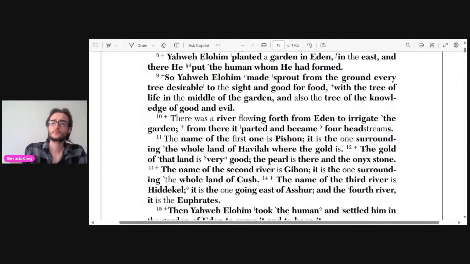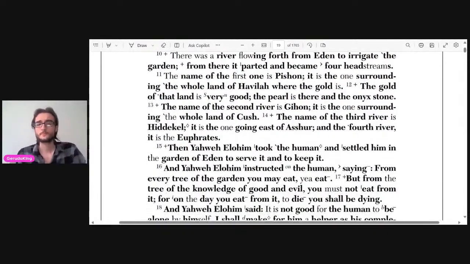There was a river flowing forth from Eden to irrigate the garden. From there it parted and became 4 head streams. The name of the first one is Pishon. It is the one surrounding the whole land of Havilah where the gold is. The gold of that land is very good. The pearl is there, and the onyx stone.